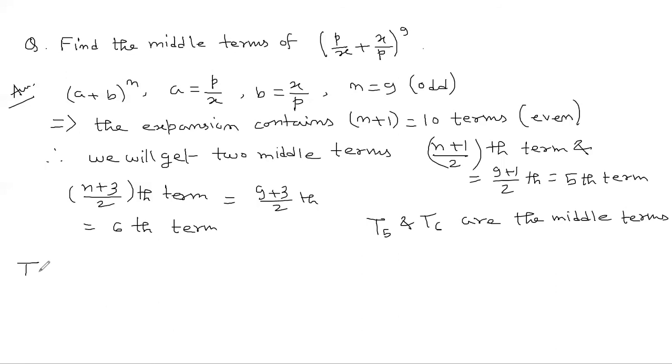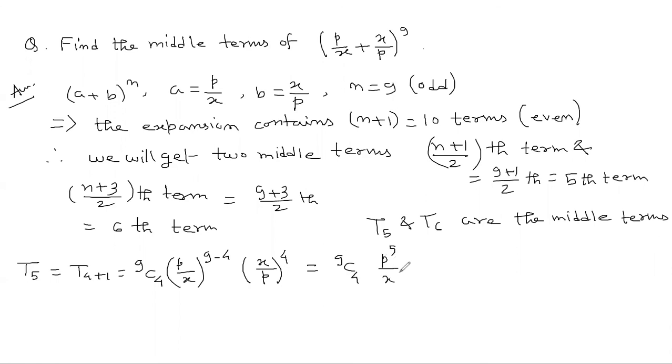So what is T5? We can write T5 as T4 plus 1. So what is T4 plus 1? It is nCr. So r is 4 and n is 9. So 9C4, a power, that is p by x power n minus r, and b power, that is x by p power r, which is equal to 9C4. If you simplify this, we'll get p power 5 by x power 5 into x power 4 by p power 4, which is equal to 9C4 into p by x.